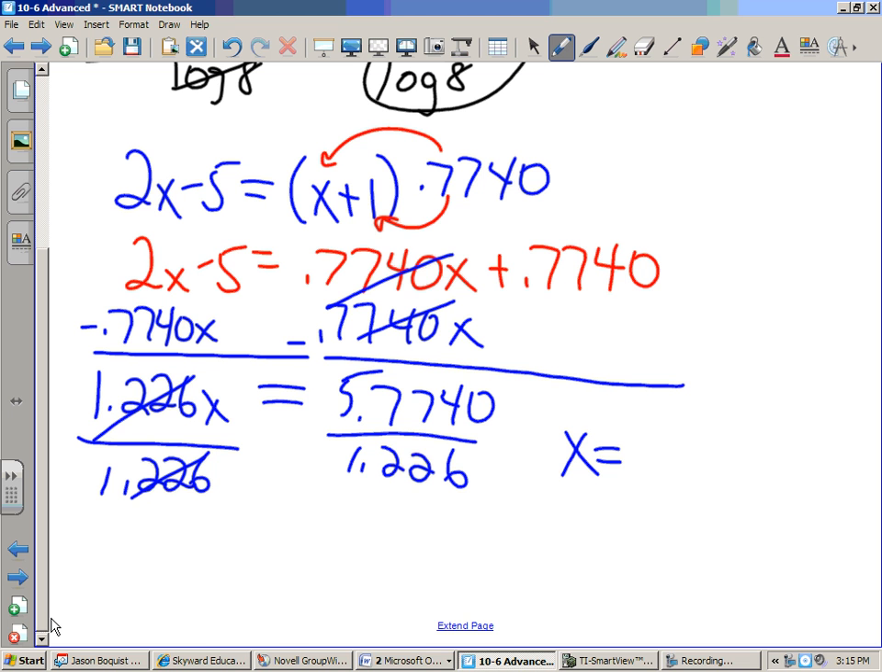And what do you get? 47096. Now, checking feasibility is a whole lot harder when you get a problem like this.